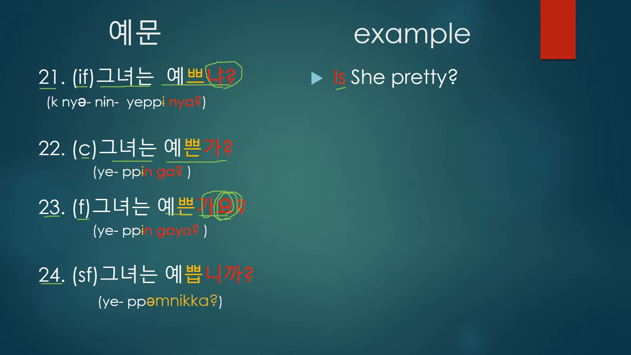Number 24, 스물넷. It ends with 니까 와 가. 그녀는 예쁩니까? Is she pretty? It's a very formal expression, formal style. You can use this expression in a company, or to a superior or elder person. You can use 니까.